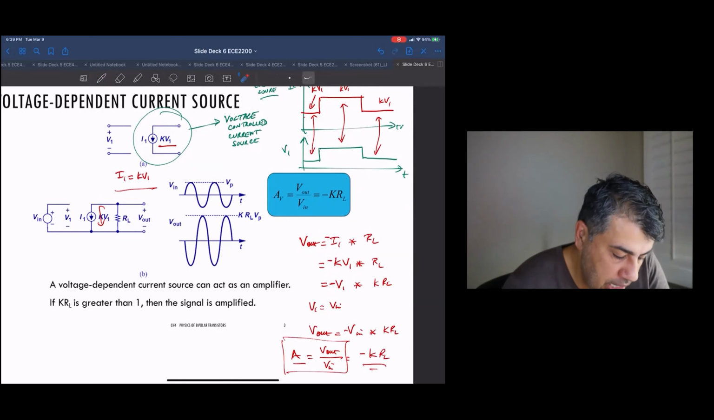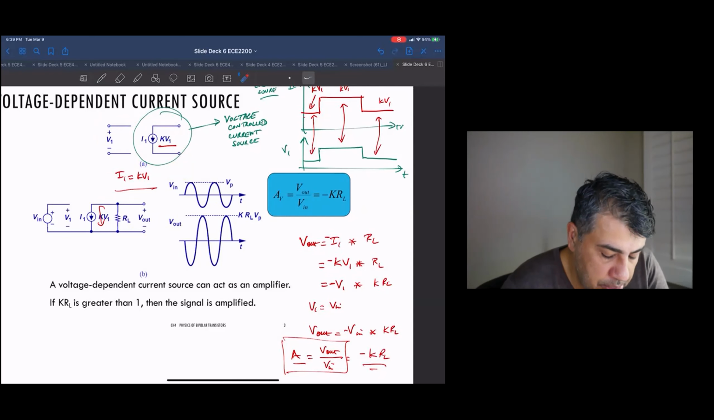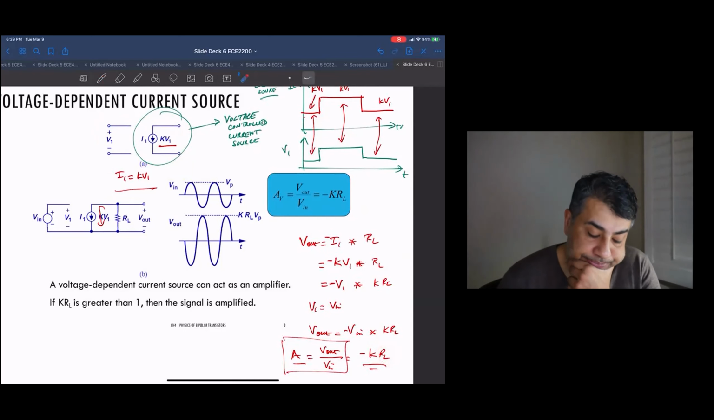So if we had such a device, which as we'll see the bipolar transistor can act like, and put a resistor across the output, we can get this gain, which will be a function of the current source times the resistance across it.